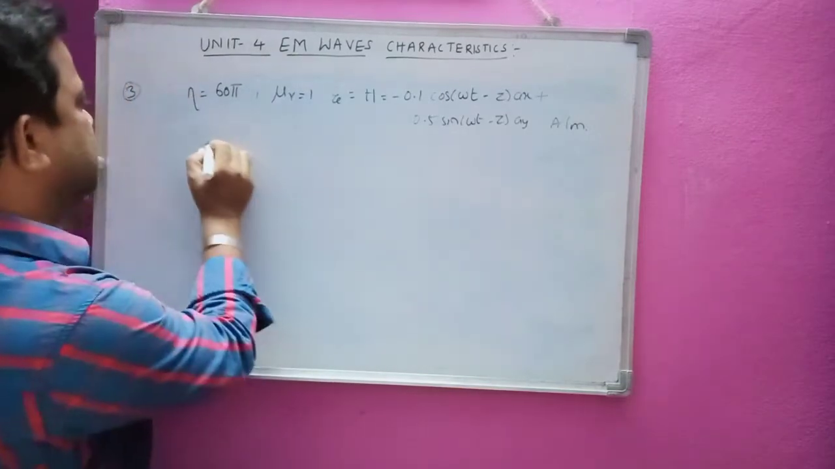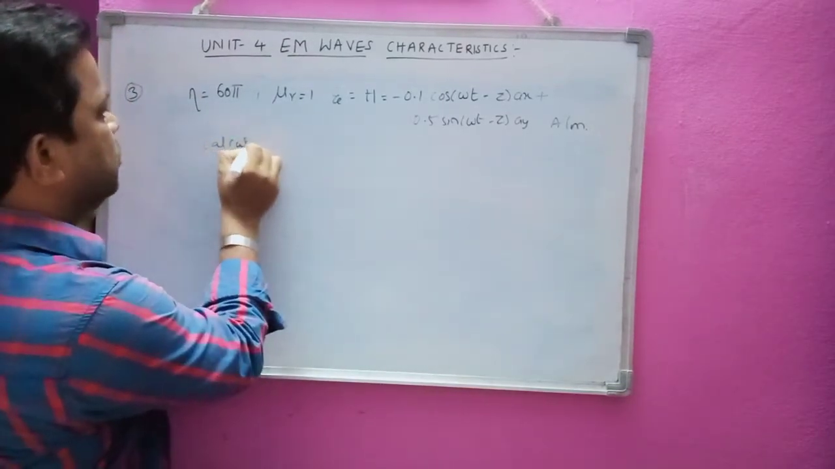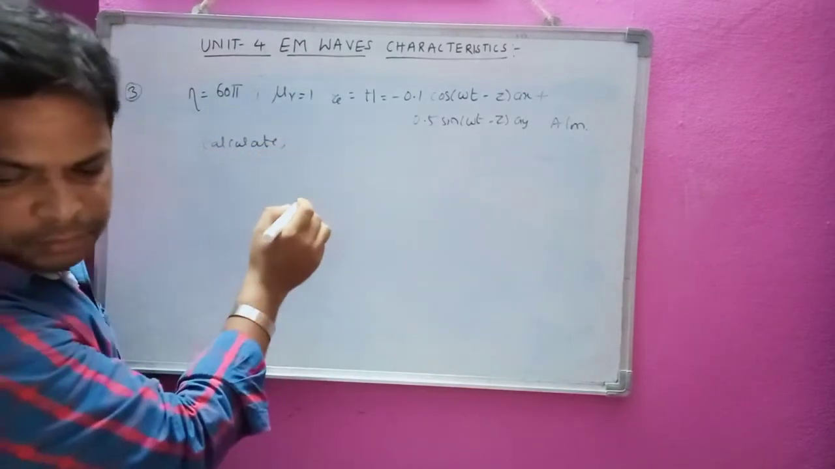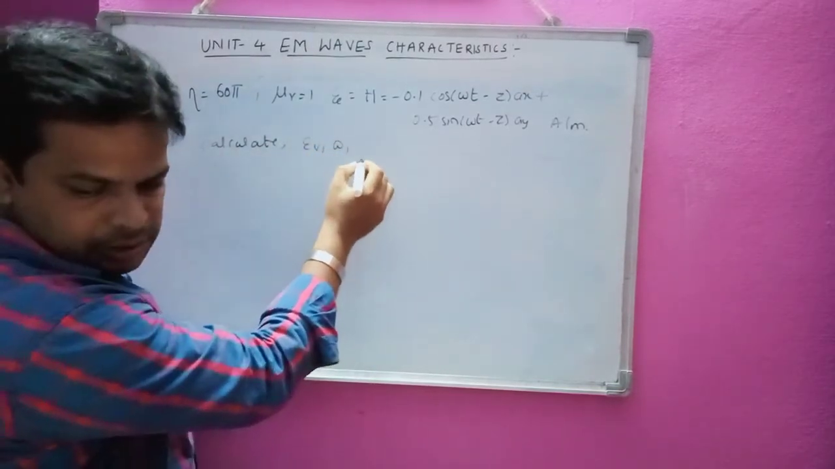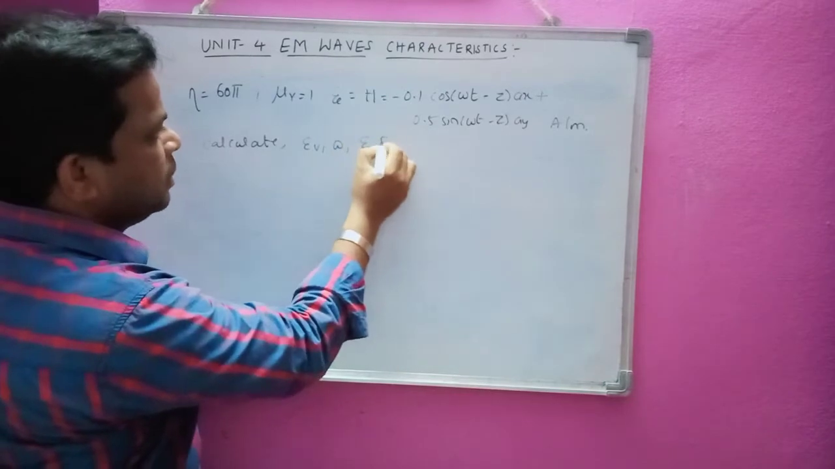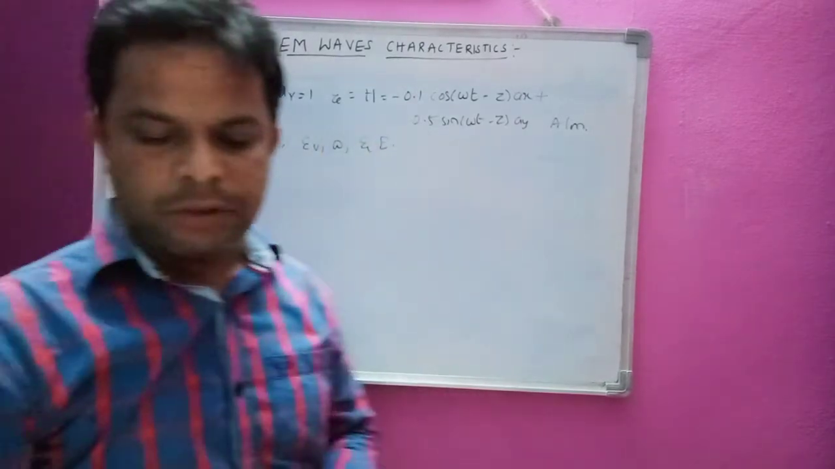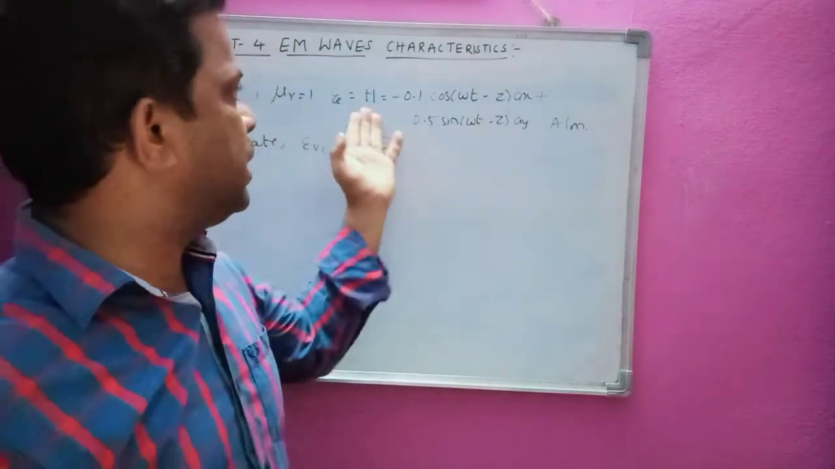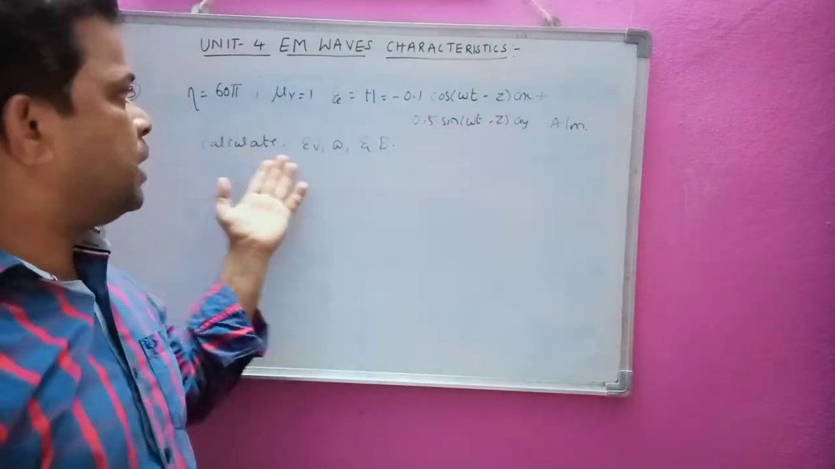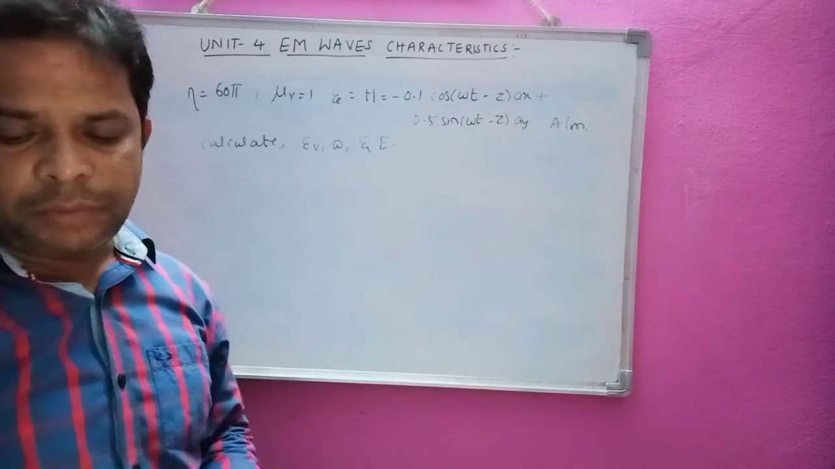Calculate epsilon r, omega and E. So these are the things we have to calculate. The question is: in a lossless dielectric eta is equal to 60 pi and H is equal to this one, and he is asking to calculate these quantities. Now let us do the problem here.